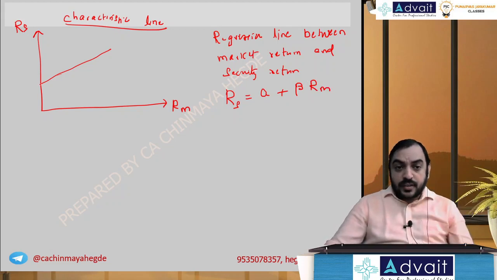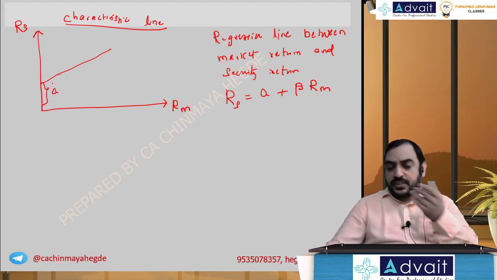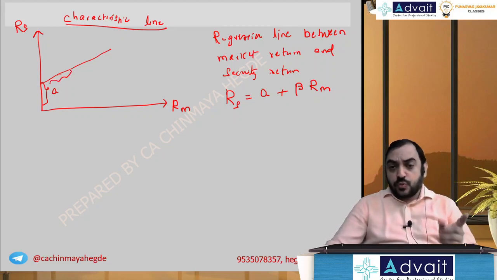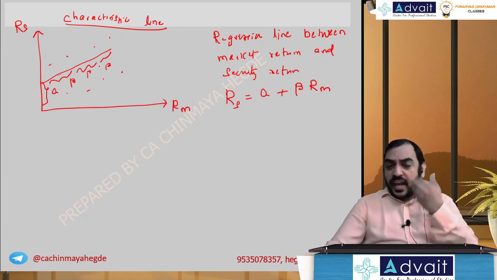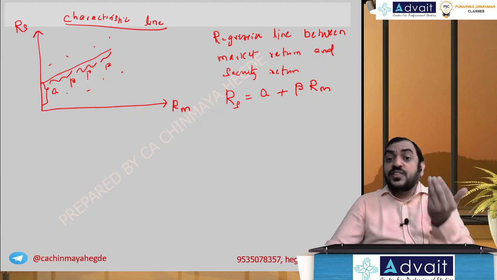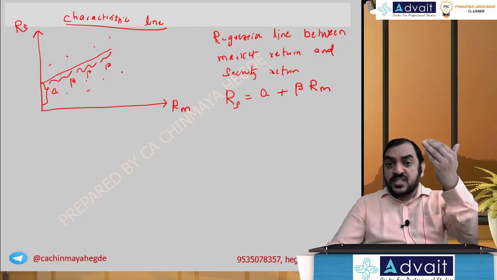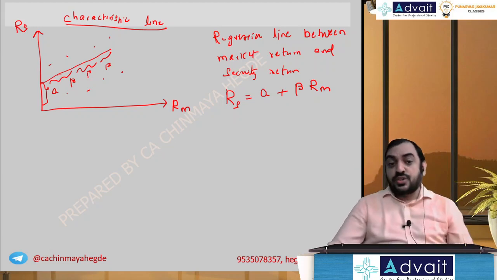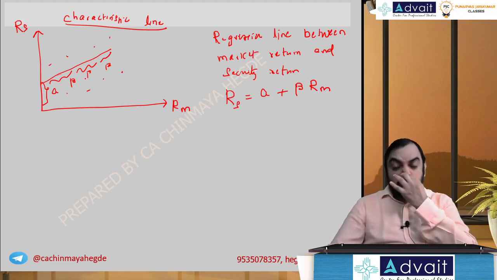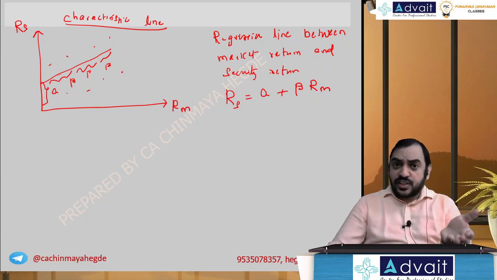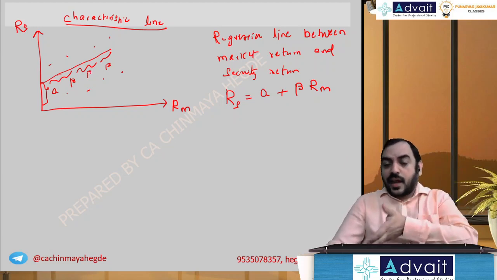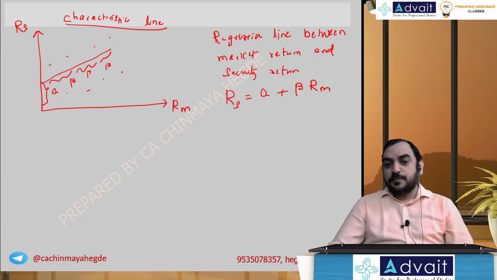The starting point is called A, or some people say alpha, and by how much 1 unit of market will give you 1 unit of RS, that is going to give you beta. And this is the regression line. If I put the actual points, some points may be above, some below. You calculate an average relationship such that some points are above and some below, and draw a line through that by the method of least squares. That is what the regression line is. It is called regression line in statistics, but characteristic line in portfolio management.